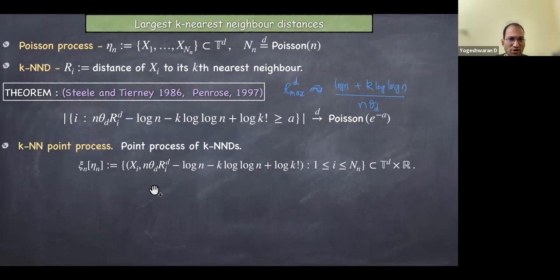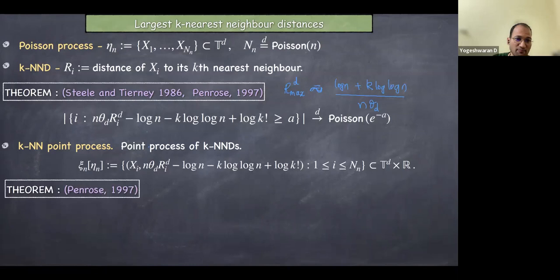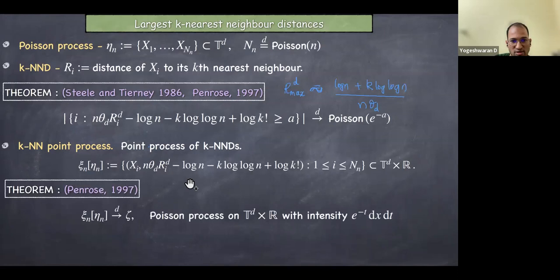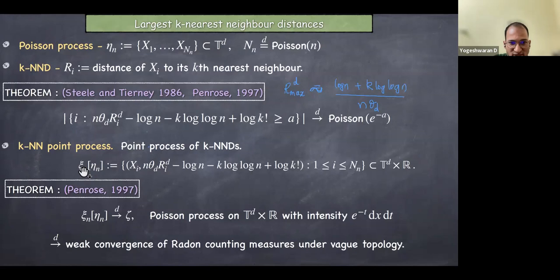Here is the result that Penrose proved in 1997. This converges to a Poisson process. It converges in distribution, and I will be vague about the precise metric of convergence of point processes, but even if you do not know it, you can think there is some nice metric on the space of point processes or counting measures. xi_n is a Radon counting measure, zeta is a Radon counting measure, and you take weak convergence of Radon counting measures under the weak topology. You can show that xi_n of eta_n converges to zeta, a Poisson process on the entire torus cross real line with intensity e to the minus t dx dt.